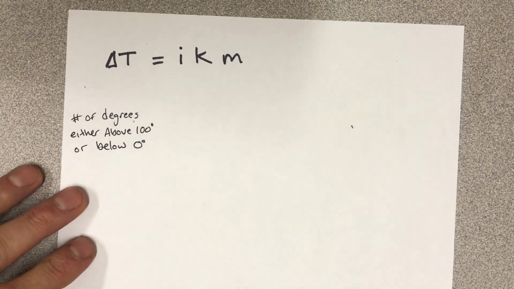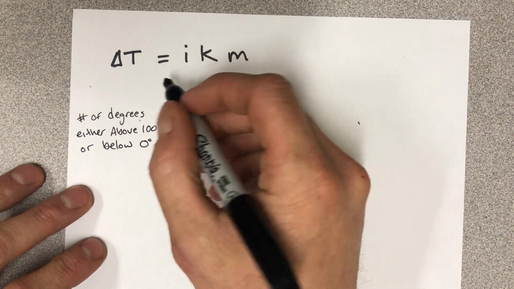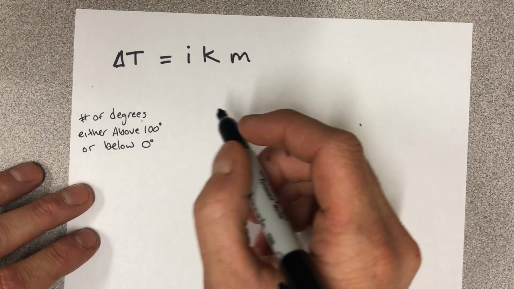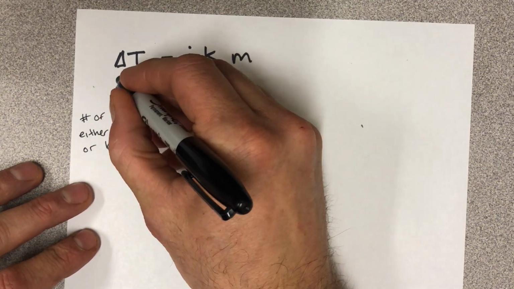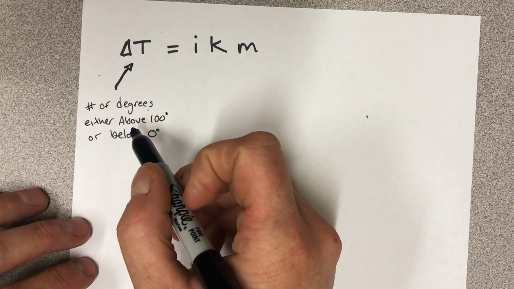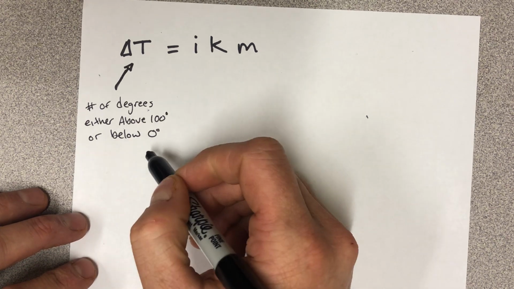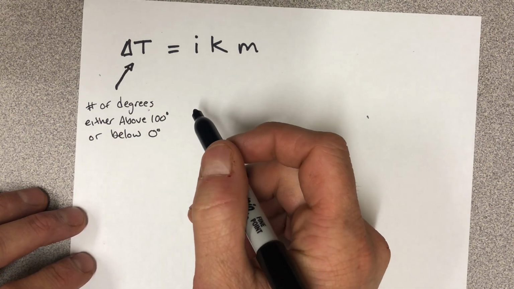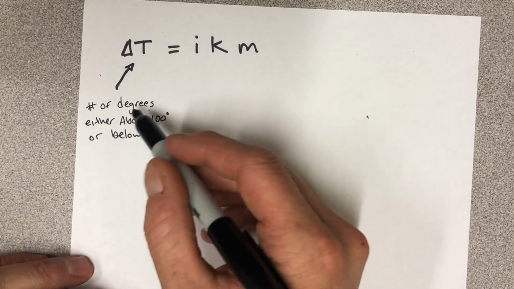So, like everything, this has a math equation that goes along with it. Okay, so here it is, delta T equals i K m. So there are some unfamiliar variables to you. Okay, delta T, this is the number of degrees either above 100 or below 0 that the solution will change to. So this is usually going to be a pretty low number.